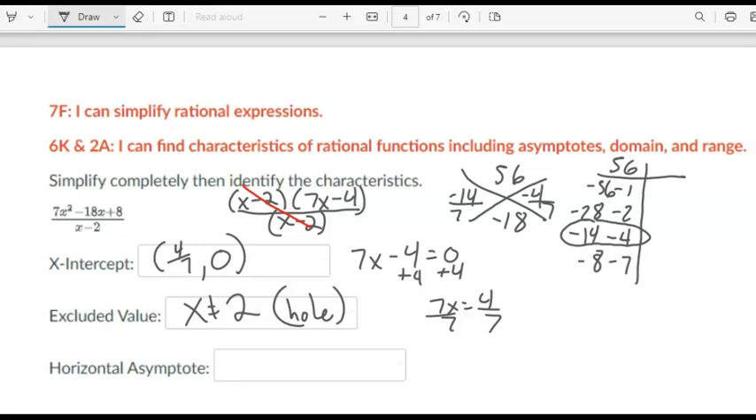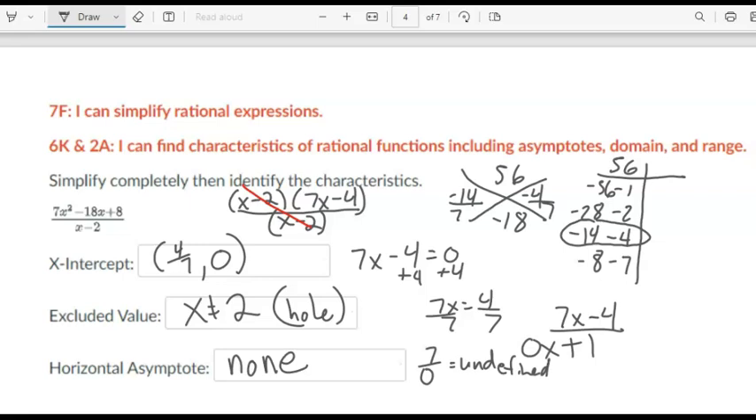Horizontal asymptote. We have 7x minus 4 all over 1. They're not the same degree. Let's make it so we have 0x plus 1 here. 7 divided by 0 is undefined. So that means there's no horizontal asymptote. There's also not a remainder when you divide these, so there's no oblique asymptote either.